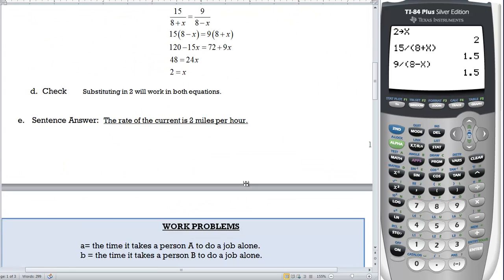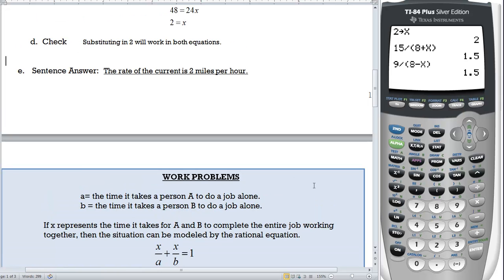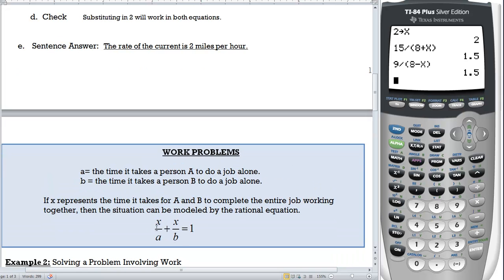Now the next one I'm going to look at is a work problem. These are interesting because we have another little formula we have to have. So A is equal to the time it takes one person, person A, to do a job alone, and B is the time it takes another person, say B, to do a job alone. X represents the time it takes for A and B to complete the entire job working together. Then the situation can be modeled by this rational equation. So X is the together time, and A and B are the individual times.